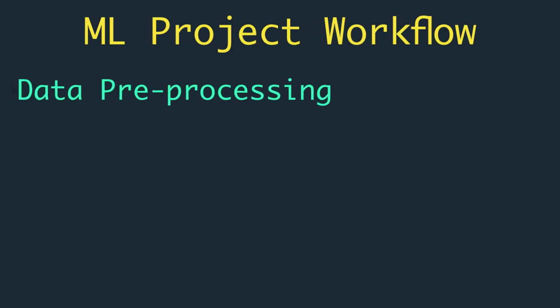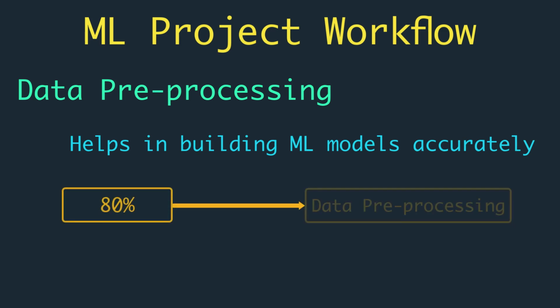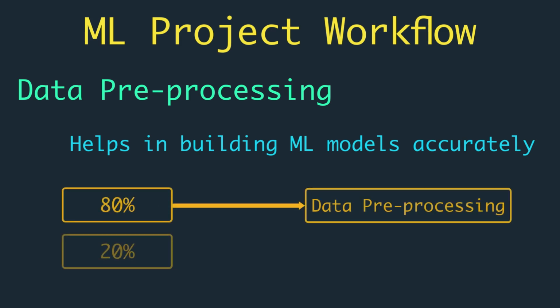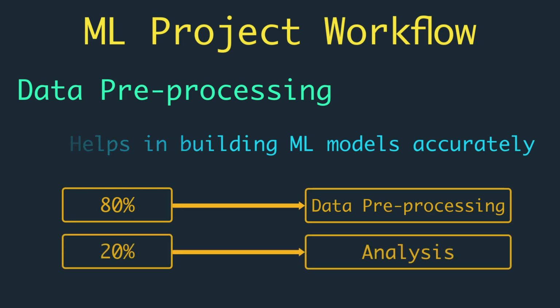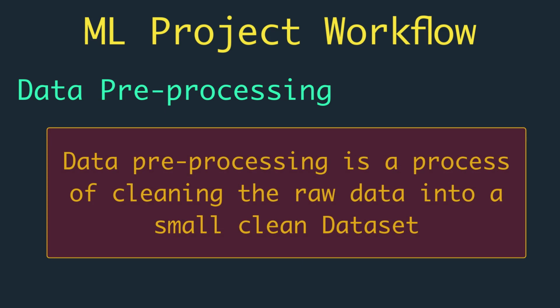So here data pre-processing comes into place. Data pre-processing is one of the most important steps in machine learning. It is the step that helps in building machine learning models more accurately. In machine learning, there is an 80-20 rule. Every data scientist should spend 80% of the time on data pre-processing and 20% of the time actually performing the analysis. Technically speaking, data pre-processing is the process of cleaning the raw data into a small, clean dataset.